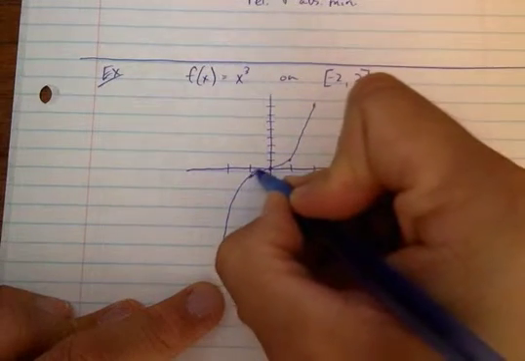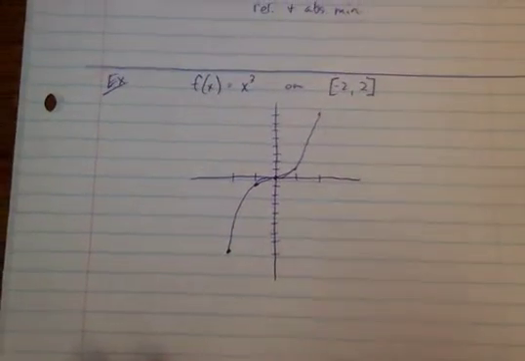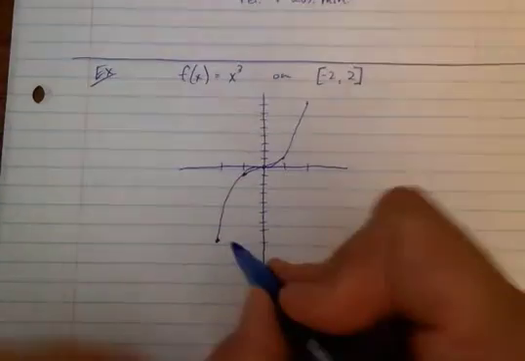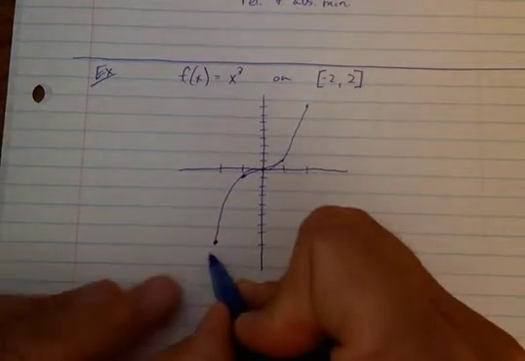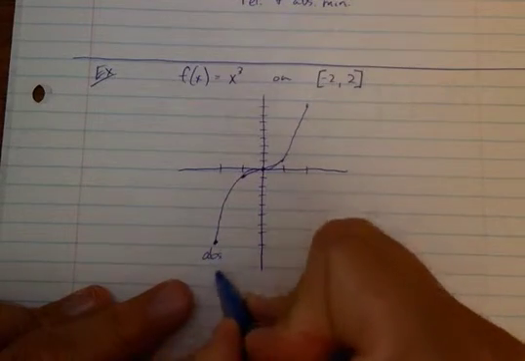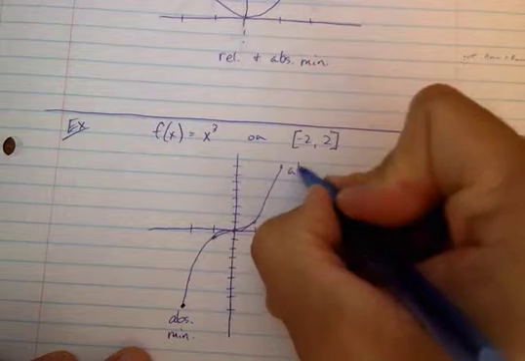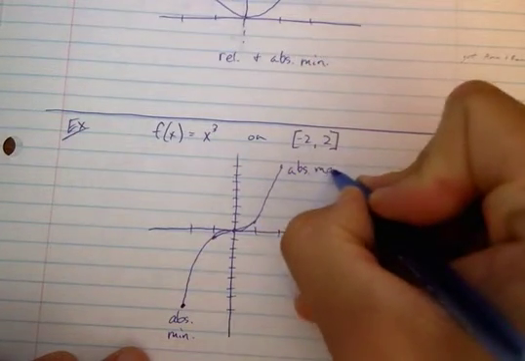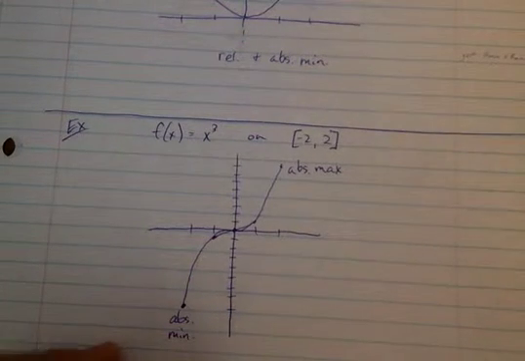I didn't quite draw that right. It should level out there. So, do we have an absolute min? Yes, we do. We have it right here. Absolute minimum. And this correspondingly is the absolute max. Any relative mins or maxes there? No? That's all we have.